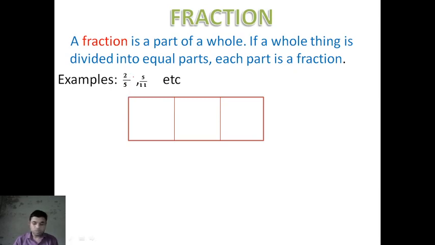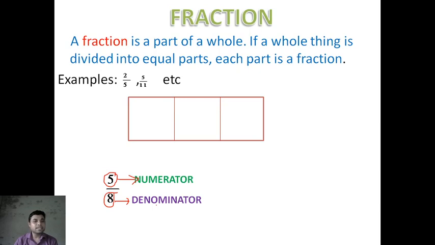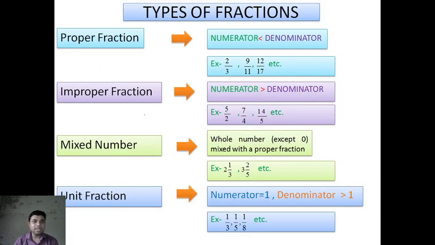Now if I take this fraction, here is the upper portion and here the lower portion. This upper portion is called the numerator of the fraction, and this lower portion is called the denominator of the fraction. Is it clear? So the numerator of the fraction is 5, the denominator of the fraction is 8. Now we learn types of fractions. My dear students, listen, it will help you to solve your exercise questions.